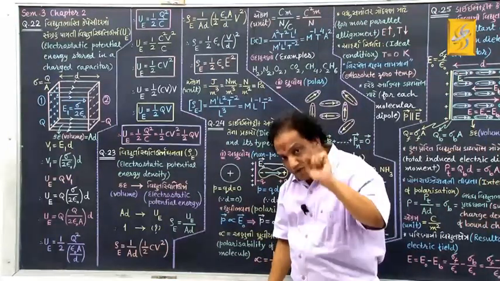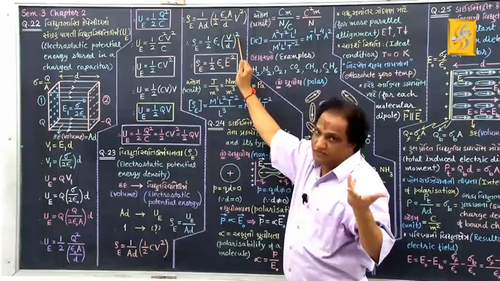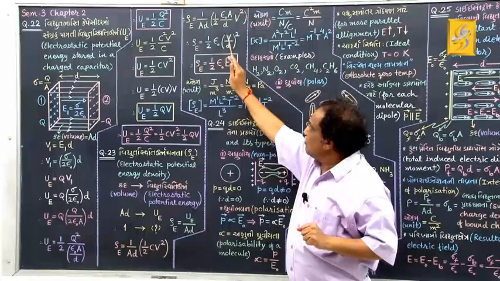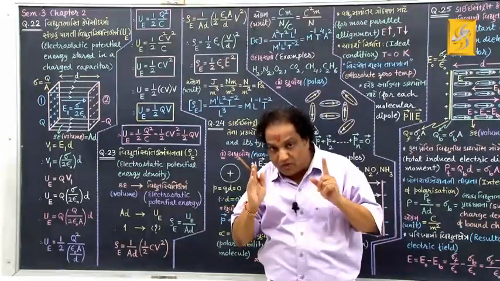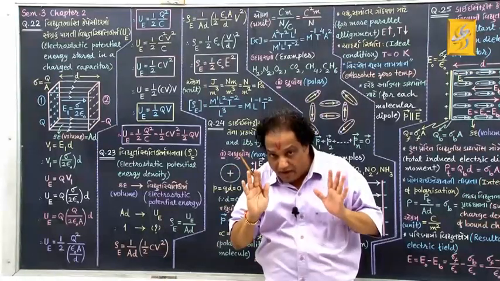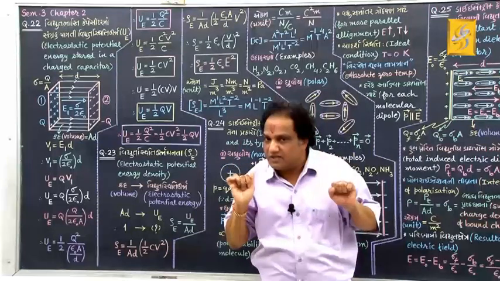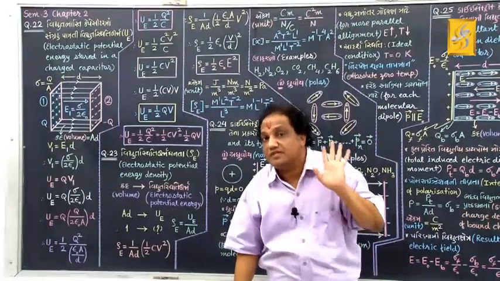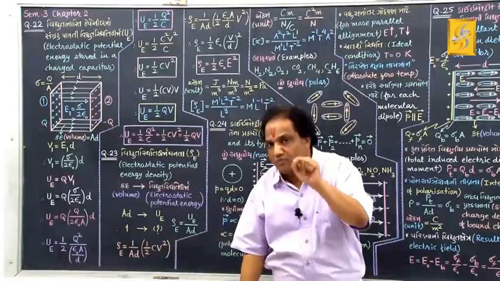If it is V square upon D square, can't you write V upon D whole square? Yes, we can. Come on, 1 by 2 epsilon 0. What is V upon D? The ratio of potential difference between two parallel charged plates of a capacitor to the perpendicular distance between those two plates gives you the strength of electric field in the capacitor. Correct? Tell me the formula: E equals V upon D.